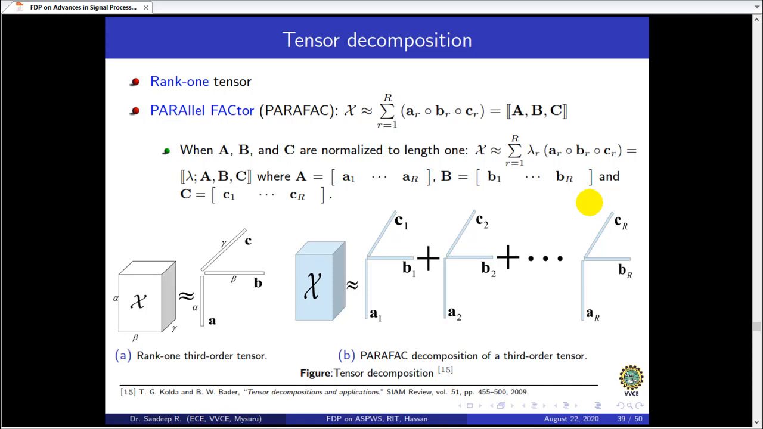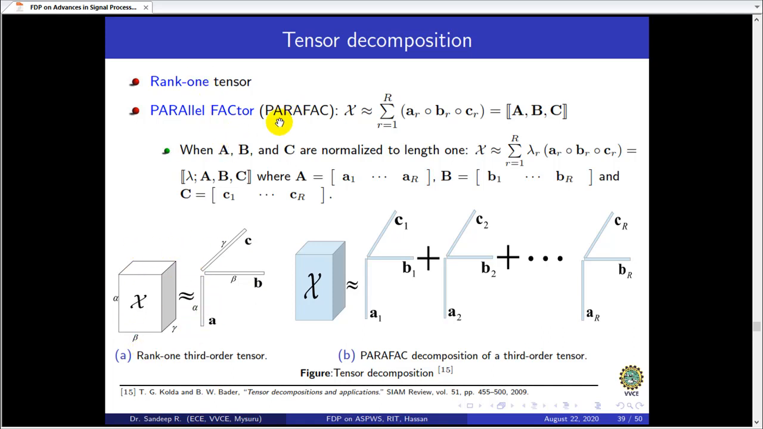Before that, let me tell you what a tensor is. A tensor is nothing but a multi-dimensional array. So if I say a matrix is a tensor of dimension 2, a vector is a tensor of dimension 1, a cube is a tensor of dimension 3. So video will be a third order tensor. Now what is meant by a rank 1 tensor? If I can write a tensor as an outer product of 3 vectors, then we can say that this tensor is having a rank 1.